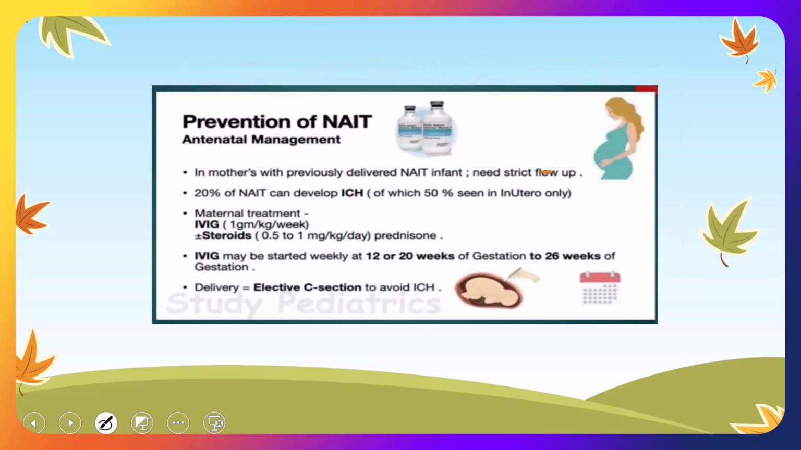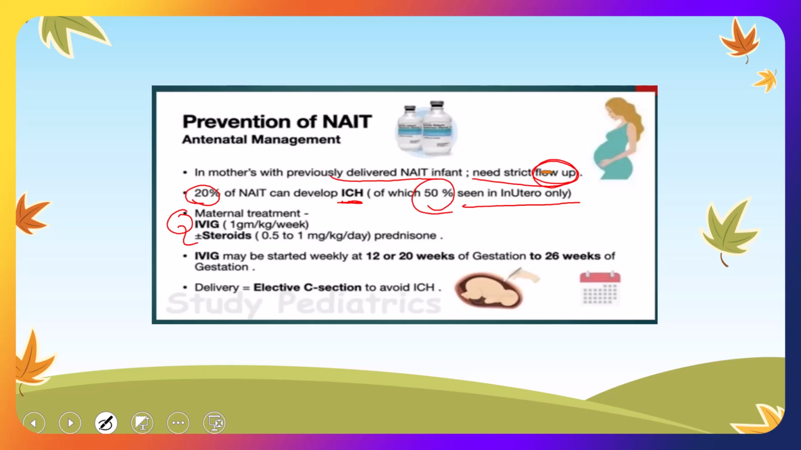So how are you going to manage the antenatal care of the patient in the current pregnancy if she presents to you with a history of intracranial hemorrhage or a history of alloimmune thrombocytopenia in the previous pregnancy? Prevention is better than cure. So in a mother who previously delivered a newborn with alloimmune thrombocytopenia, this pregnancy needs strict follow-up. Because 10 to 20% of cases can develop ICH, intracranial hemorrhage, of which 50 to 70% is seen in utero only. So what are you going to give to the mother? This is your exam question.